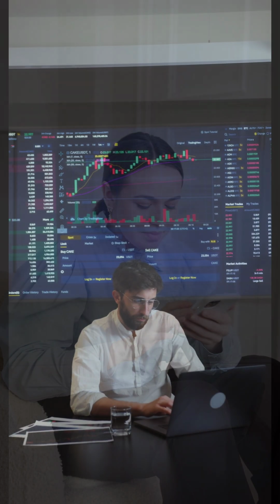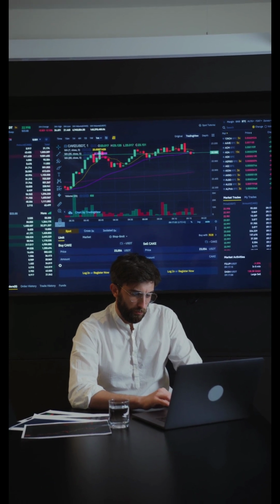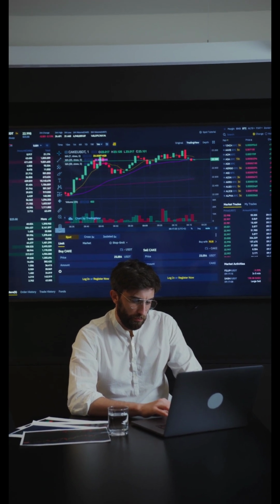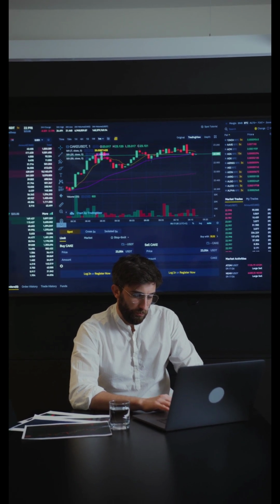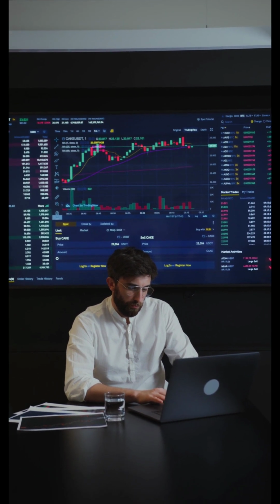Overall, fundamental analysis helps investors make informed decisions by providing a comprehensive picture of a company's financial health and future potential. Fundamental analysis is a method of evaluating a company's financial and economic health to determine its intrinsic value. Here are some steps to perform a fundamental analysis.